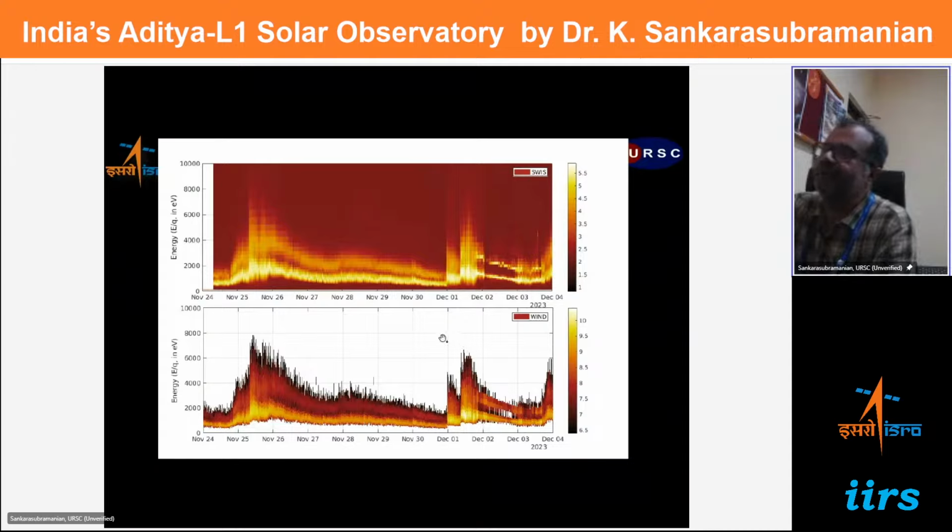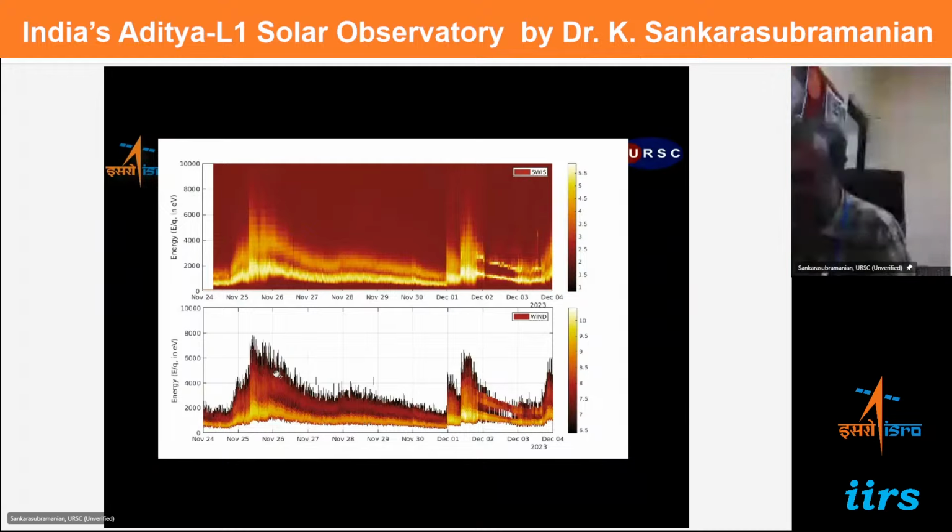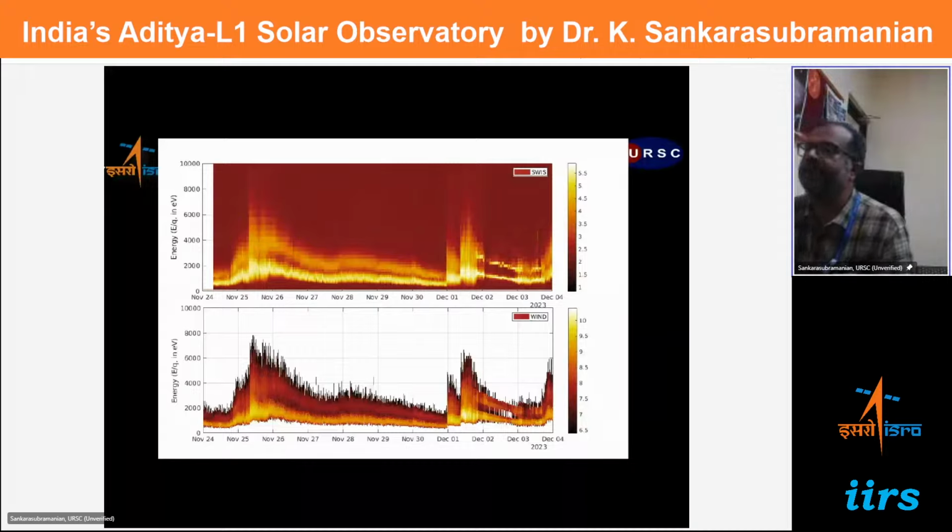Here is an example of an event which happened in November 2025. You can see that there was a CME crossing at around November 2026 at the L1 point. This is from our own instrument, the SWIS instrument on board Aditya-L1. This is from the Wind instrument on board Wind. It shows both energetic events as well as the background events, which is an important element for us to constrain the energy of these particles, which SWIS will be able to do much better than Wind instruments.